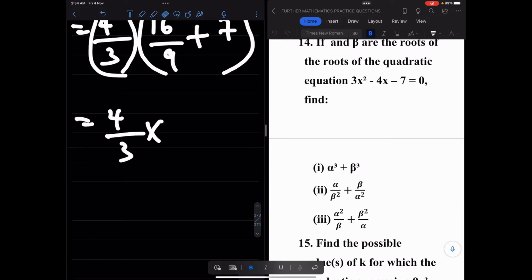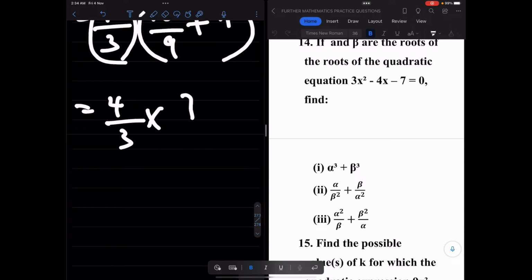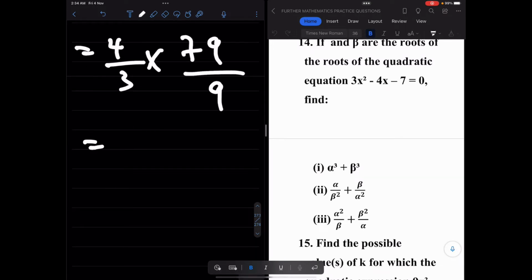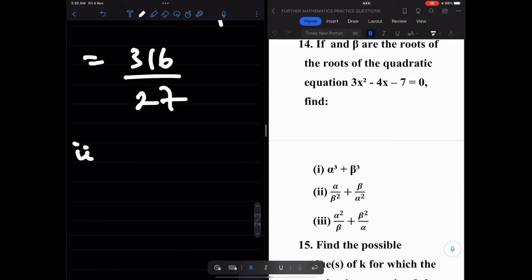So that's 4 over 3 times 79 all over 9, which is the same as 4 times 79, which is 316, over 3 times 9, which is 27. That's 316 over 27. Let's go to Roman figure 2 very quickly.